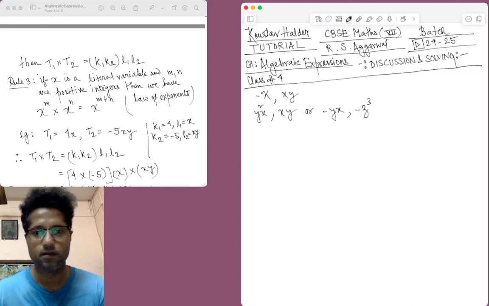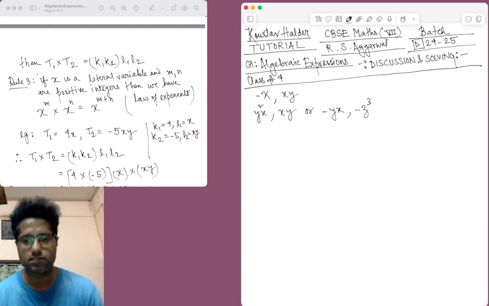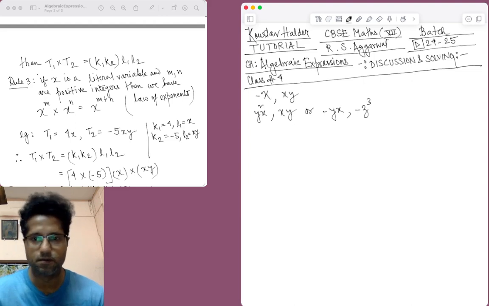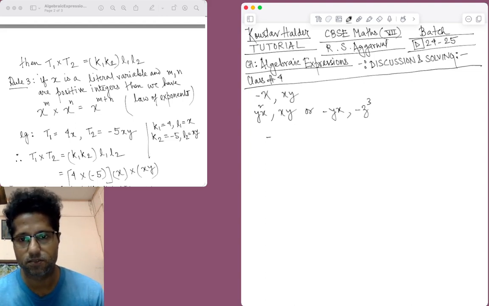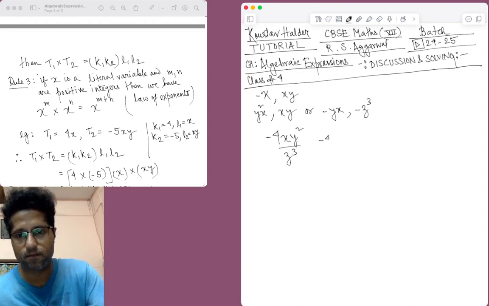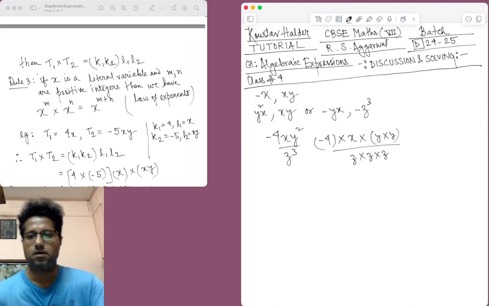Now if x is a literal, so basically you know that a term is nothing but a product of a constant and a few literals, and some literals may appear more than once. For example, in the term minus 4x y square by z cube, this is a term. So here we see it's a product of minus 4, that is the constant part, multiplied by the literal x, and the literal y is multiplied twice, and then the whole is divided by the product of literal z, 3 times. This is the basic structure.